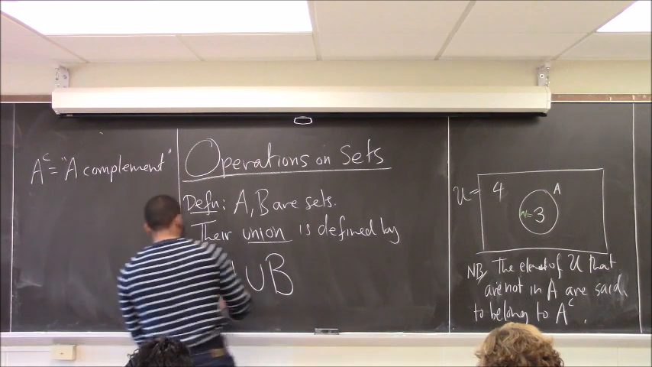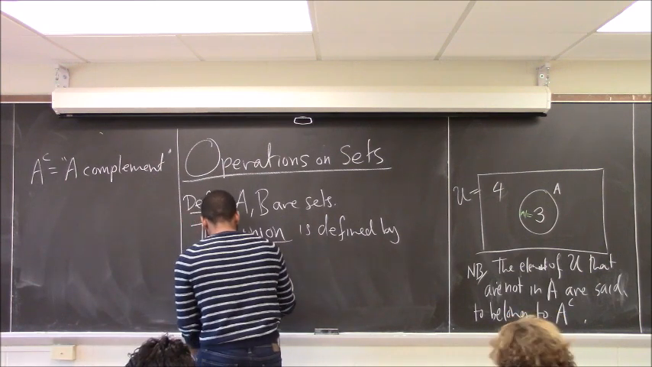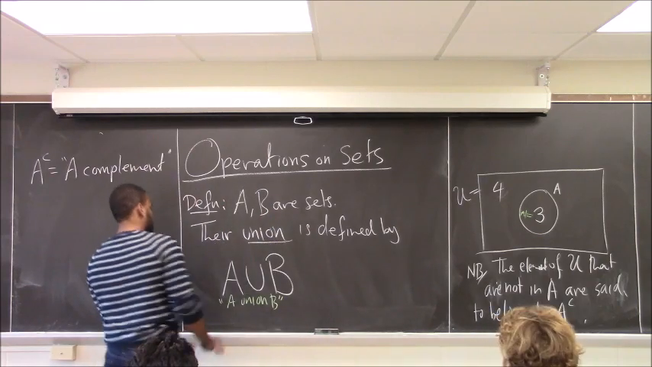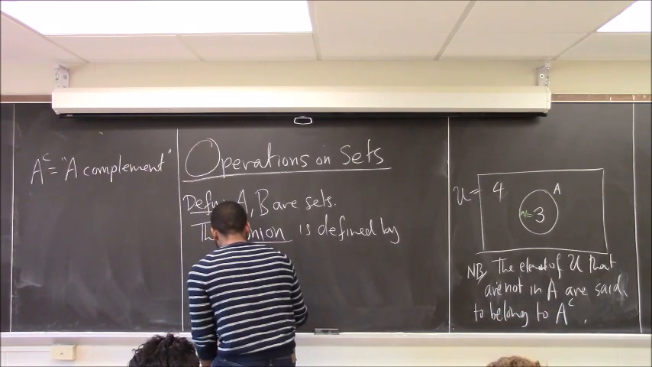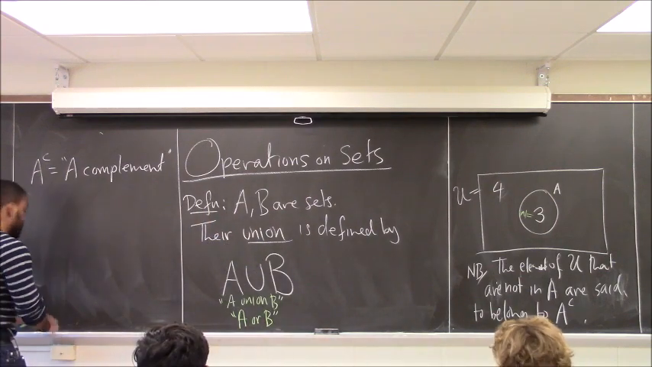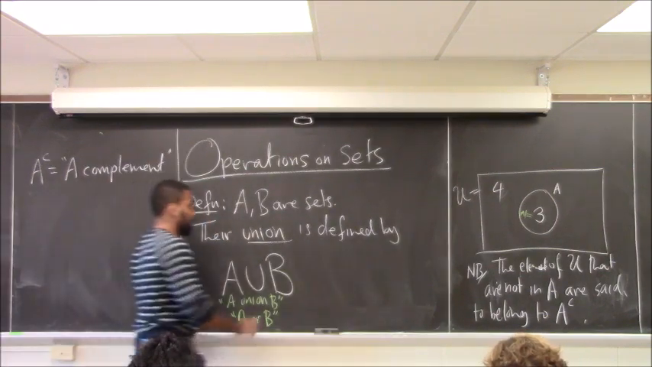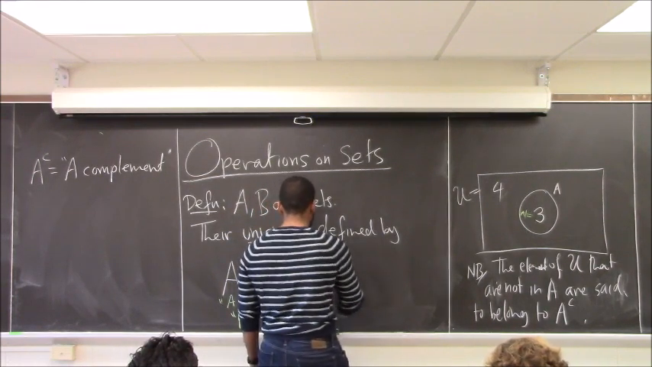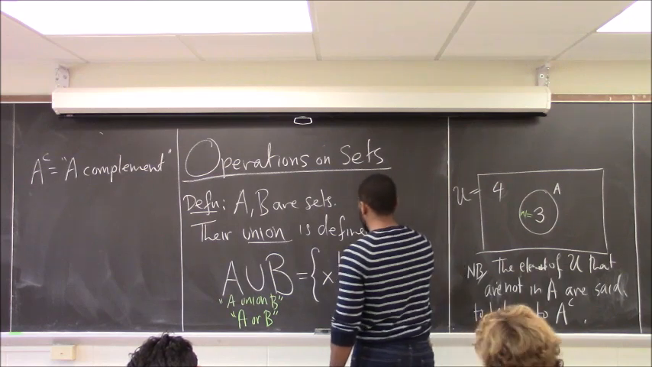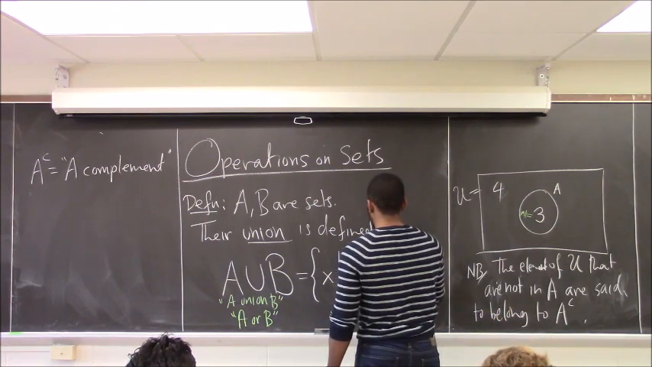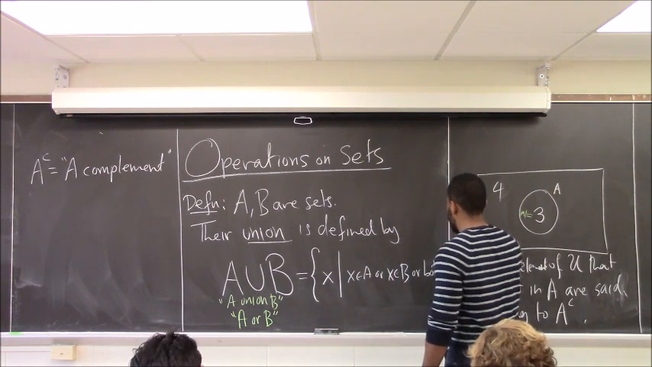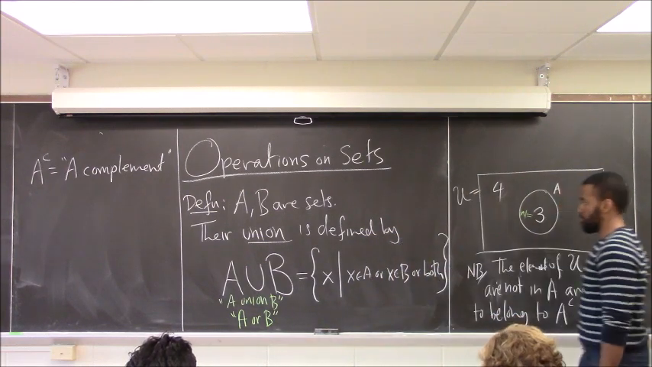So it's A union B is how we read this. You can also usually read it as A or B. And it is defined as the inclusive OR. So this itself is going to be a set. It is going to be the set of all x such that x is in A, or x is in B, or both. It's the inclusive OR.